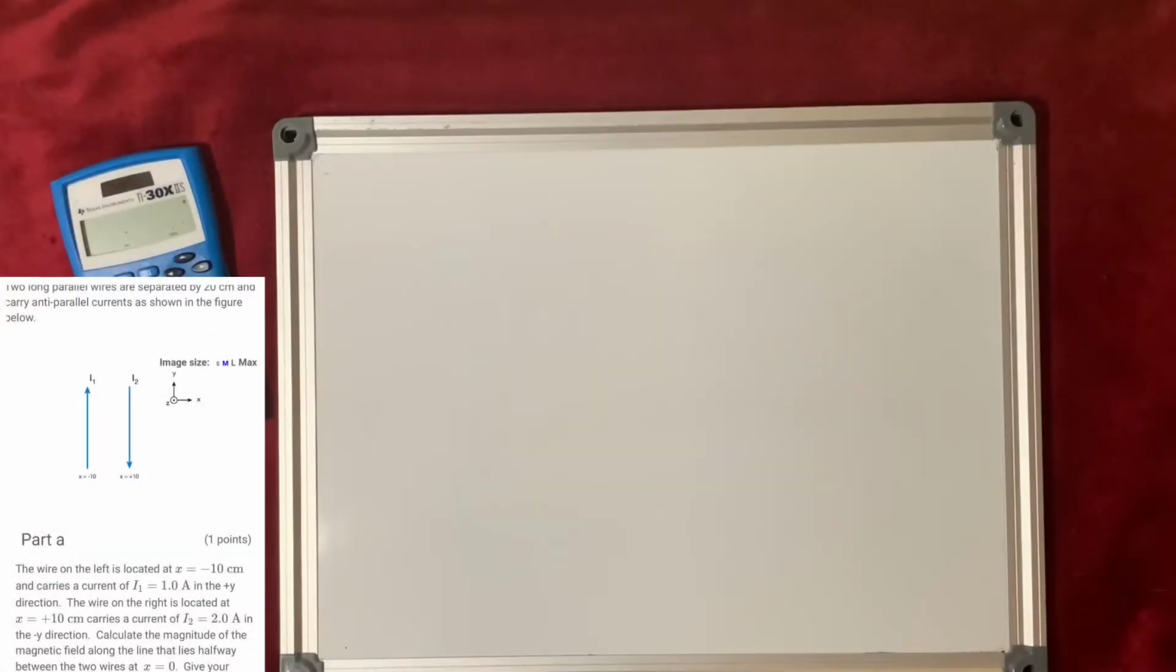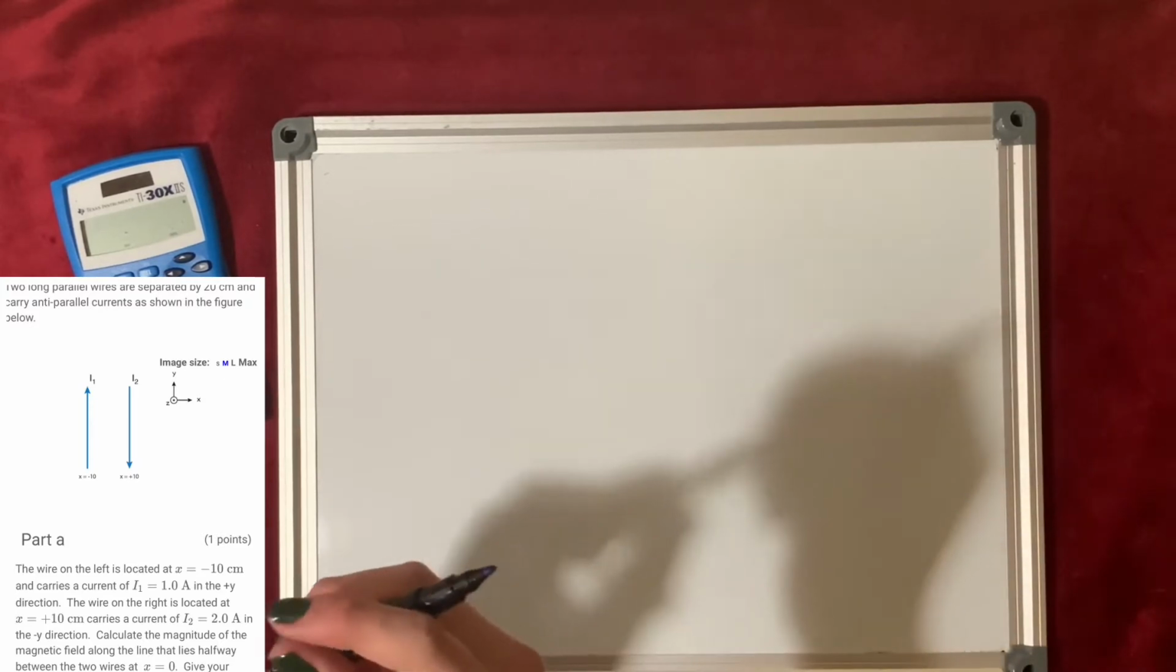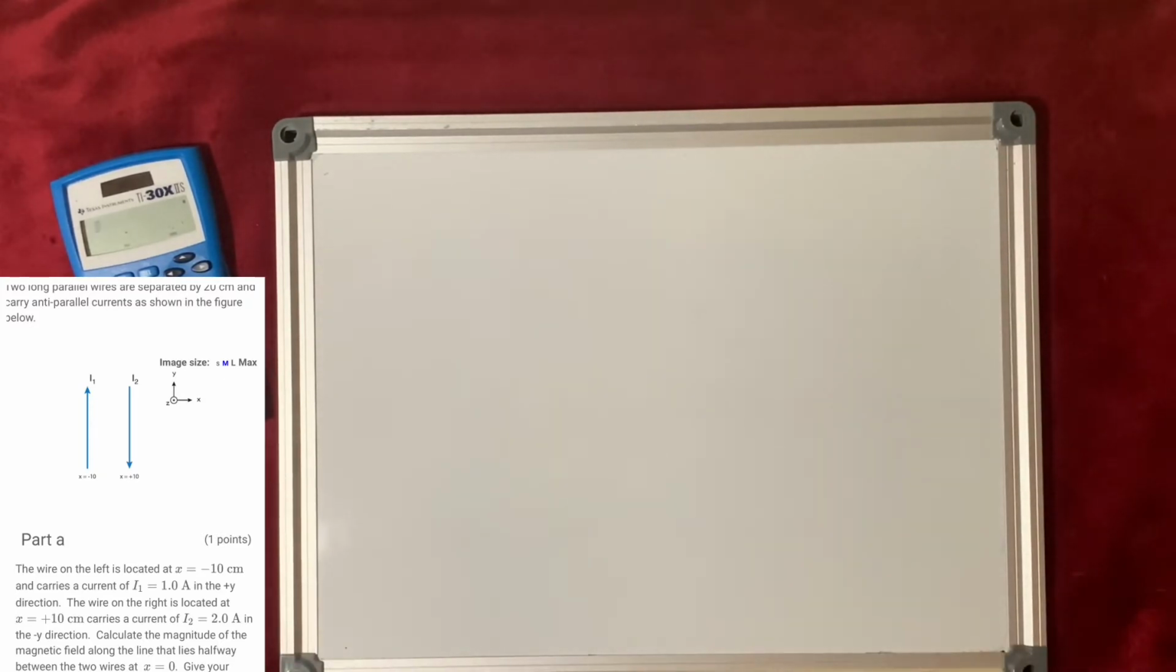The next one says two long parallel wires are separated by 20 centimeters and carry anti-parallel currents as shown in the figure below. The wire on the left is located at x equals negative 10 centimeters and carries a current of I1 equals 1.0 amperes in the positive y direction. The wire on the right is located at x equals positive 10 centimeters, carries a current of I2 equals 2.0 amperes in the negative y direction. Calculate the magnitude of the magnetic field along the line that lies halfway between the two wires.